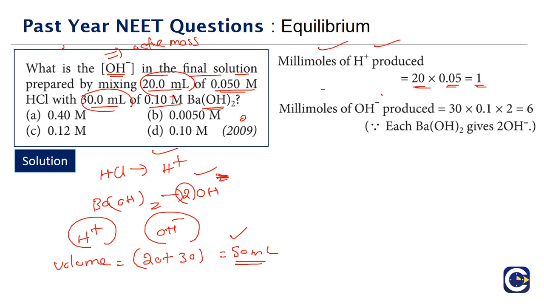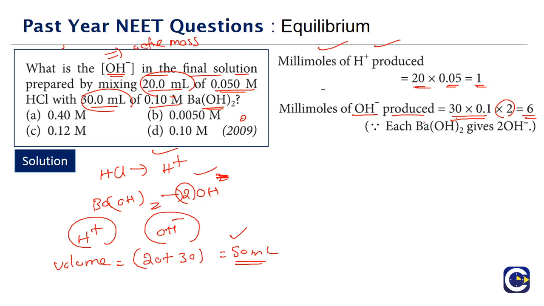Now similarly, look at the number of millimoles of OH minus. If you multiply the volume 30 ml into the molarity 0.1, you will get the number of millimoles of barium hydroxide, that is 30 into 0.1. We have to multiply this by 2, because we have seen every barium hydroxide will give us 2 OH minus ions. So the number of millimoles of OH minus will be 30 into 0.1 into 2. If you carry on with the multiplication, it will be 6.